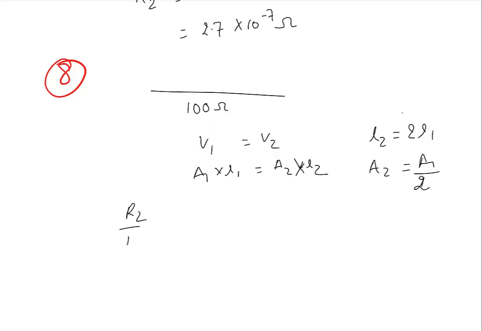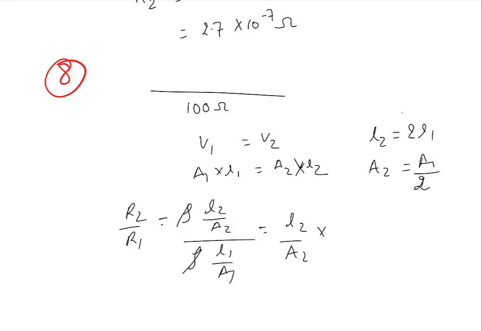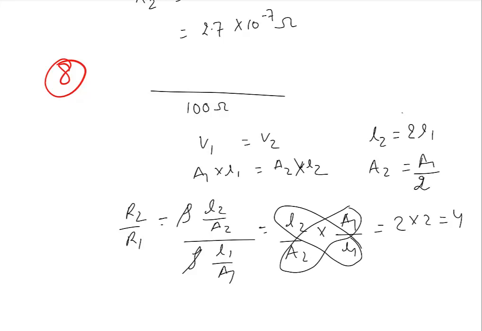Hence R2 over R1 becomes rho L2 over A2 over rho into L1 over A1. Rho cancels, and we get the same thing, L2 over A2 into A1 over L1. Now L2 by L1 is 2 times, and A1 by A2 is also 2 times, so 2 into 2, 4 times, so that means the answer would be 400 ohms.